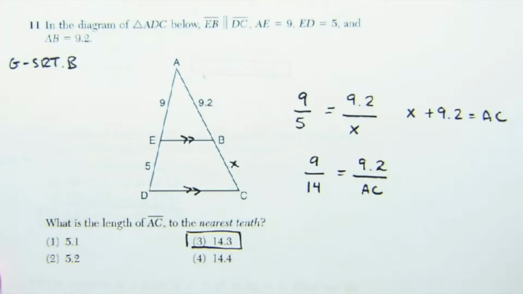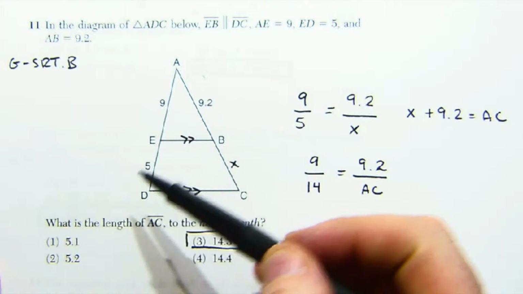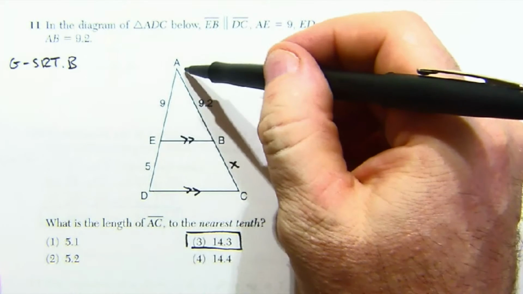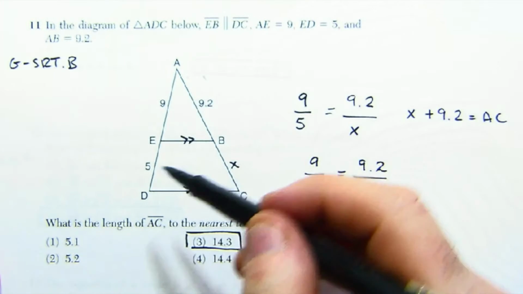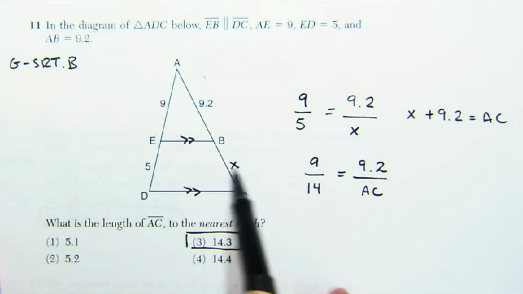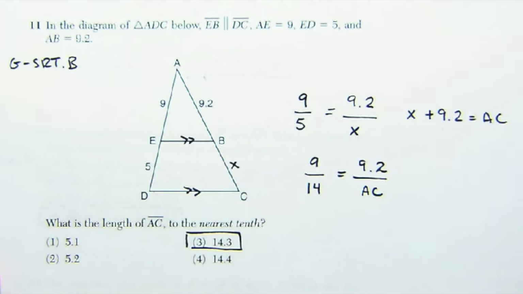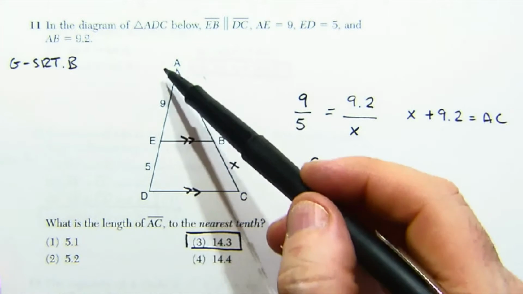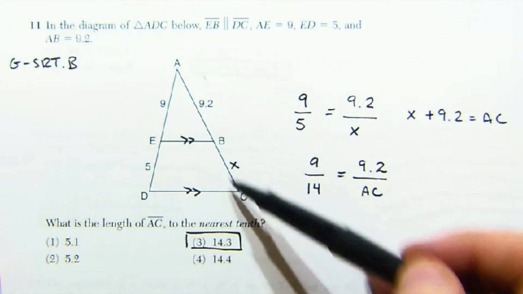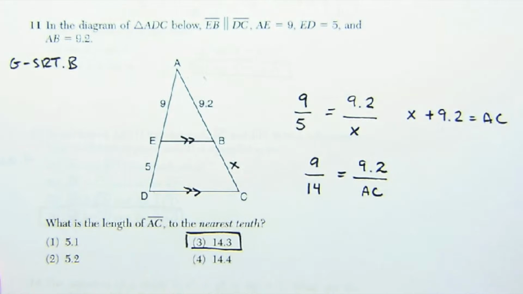There are different ways to approach this. You can just say 9 is to 5 as 9.2 is to x, and get x, and then add it to 9.2 to get the entire length of AC. That's the one little trick there. They don't want the x here, they want the whole side AC. Another way to approach it is to embrace the full length AC. You could say 9 is to 14 as 9.2 is to AC, and straight up solve for AC.